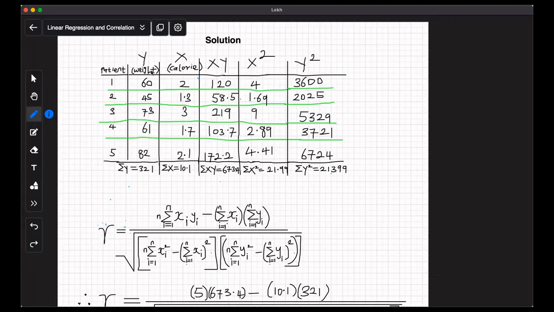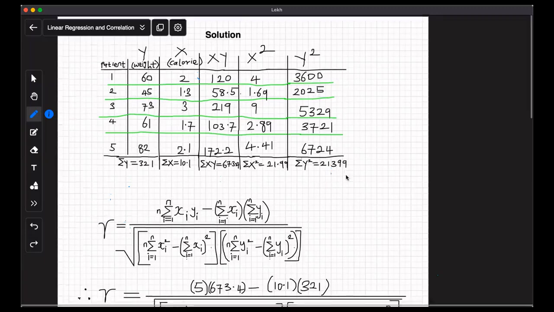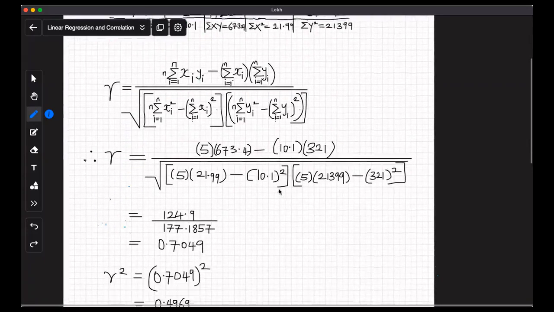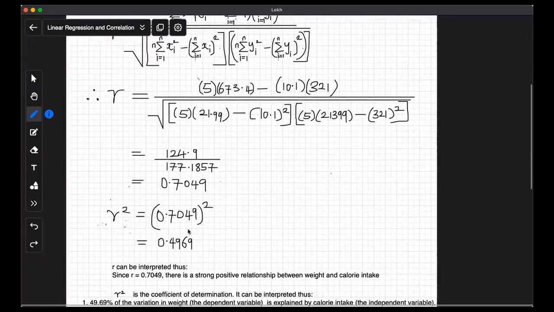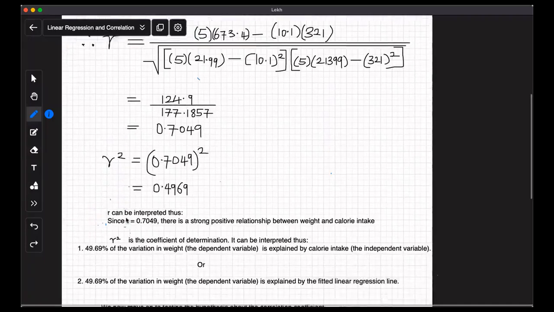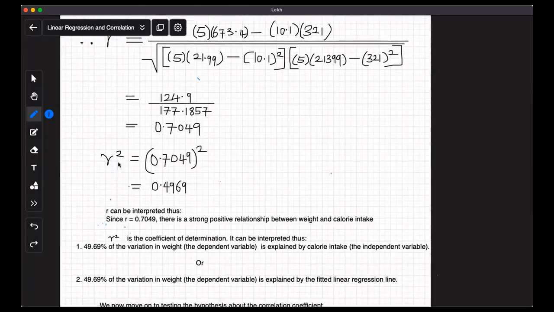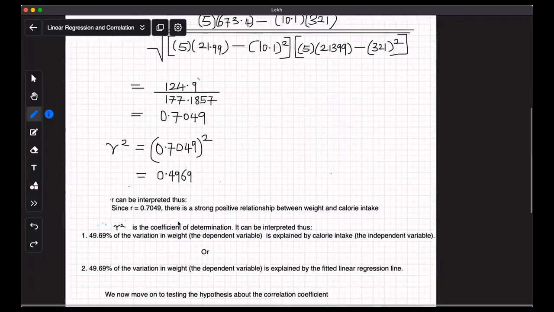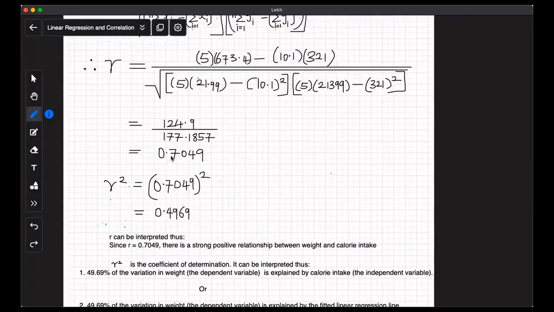We square y also. 60 squared gives us 3,600. 45 squared gives us 2,025. And when we are done for all of them, we sum. We get this. Now, by putting everything that you have here in their respective places, you get 0.49. And we discussed something called the coefficient of determination. That's the square of the correlation coefficient. Whereas your R was 0.7049, your R squared, the coefficient of determination, is 0.4969.